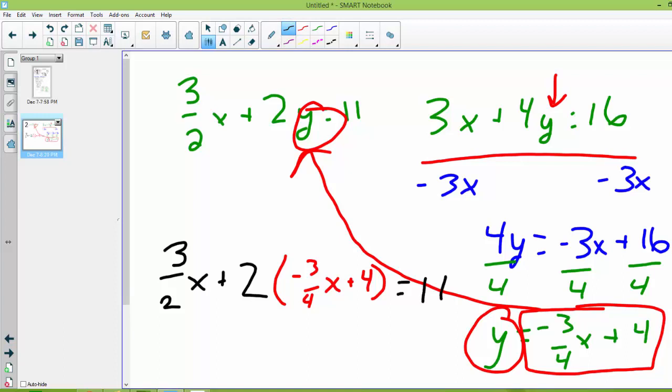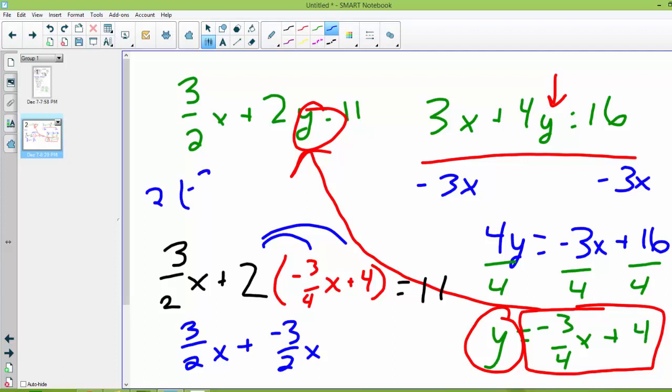So in order to solve this for x, you have one equation with one letter. You're going to distribute. So 3/2 x plus 2 times negative 3/4 is going to be negative 3/2 x, because 2 times negative 3/4, you can cross reduce the 2 and the 4 and make it a 2. And then the 2 times the 4 over here is going to be 8.